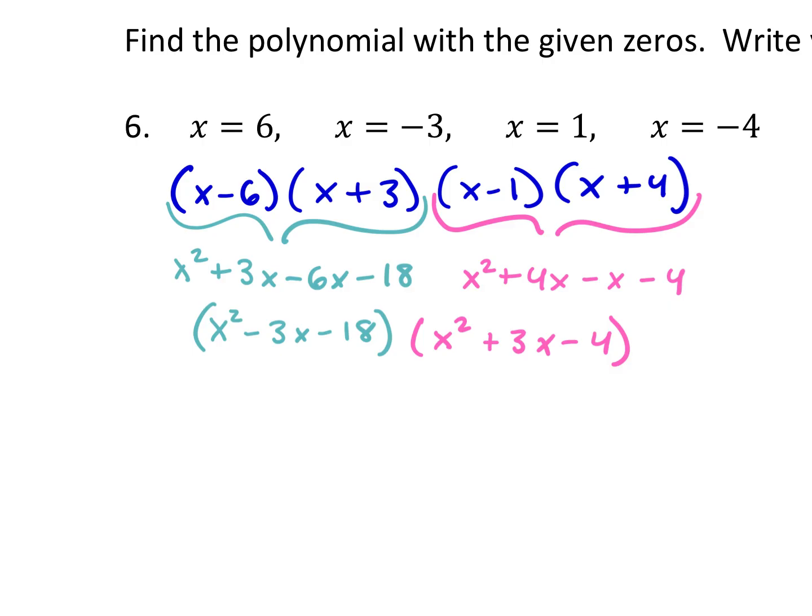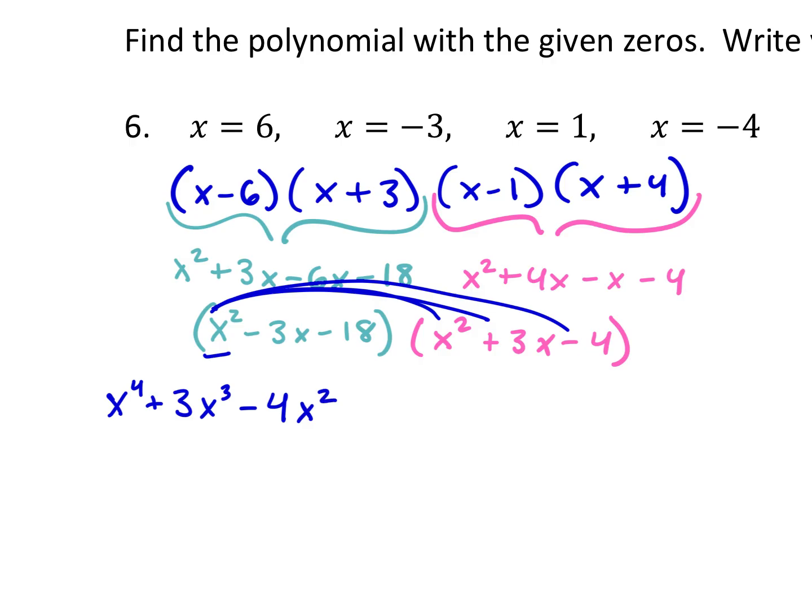Now we need to FOIL these 2 together. So it's a little bit more than just FOILing because we have 3 terms in each. Just make sure that every term in the first set of parentheses gets multiplied to every term in the second. So starting with x squared. What's x squared times x squared? X to the 4th power. Then x squared times 3x would be 3x to the 3rd power. And x squared times -4 would be -4x squared.